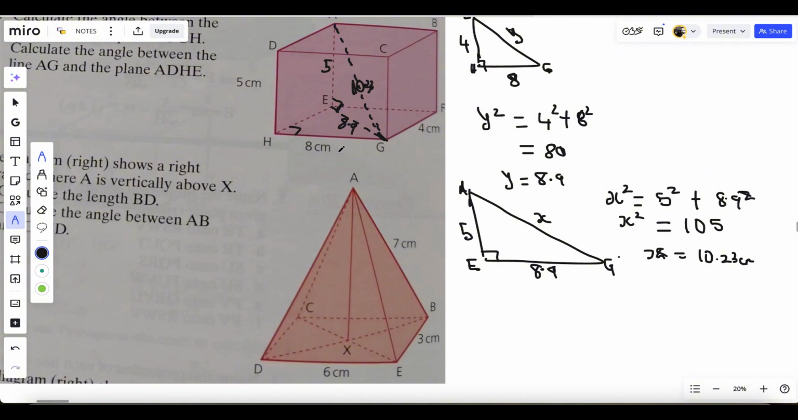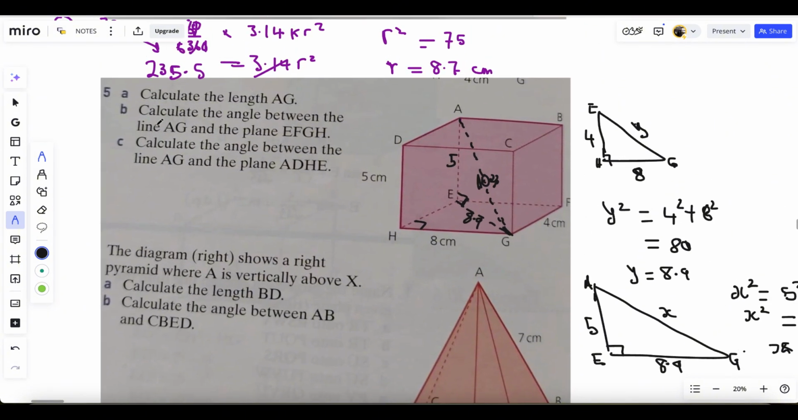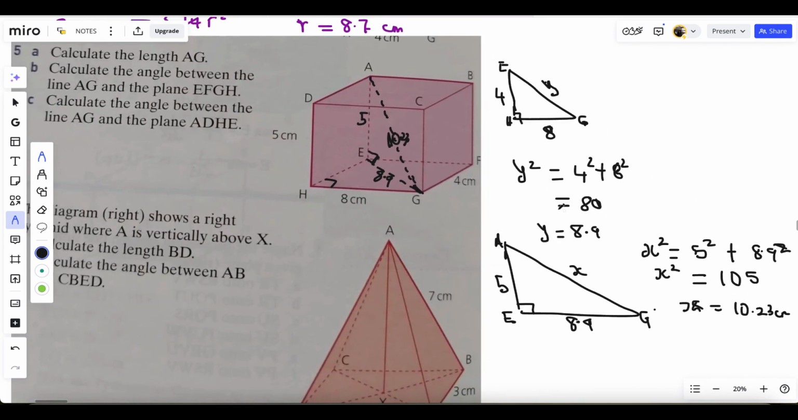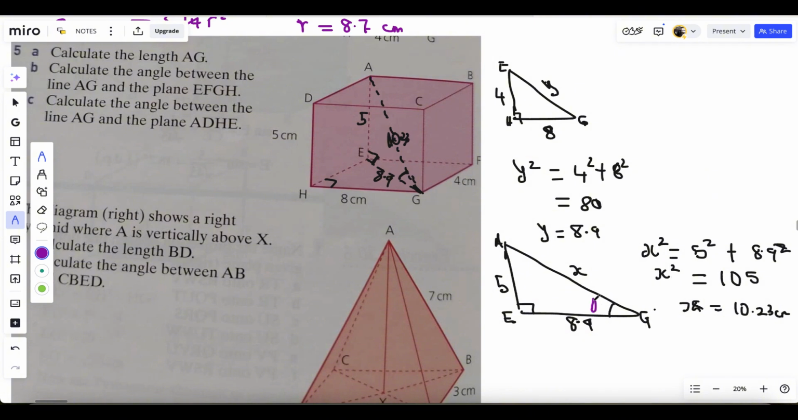Is that okay? So that's that question. We've answered that question. Now let's take a look at this question. Calculate the angle between the line AG and the plane EFGH. Where's the plane? Look at the plane EFGH and AG. Where's the angle between them? Meaning this angle. They're asking us to find this angle. So I can call it angle theta.